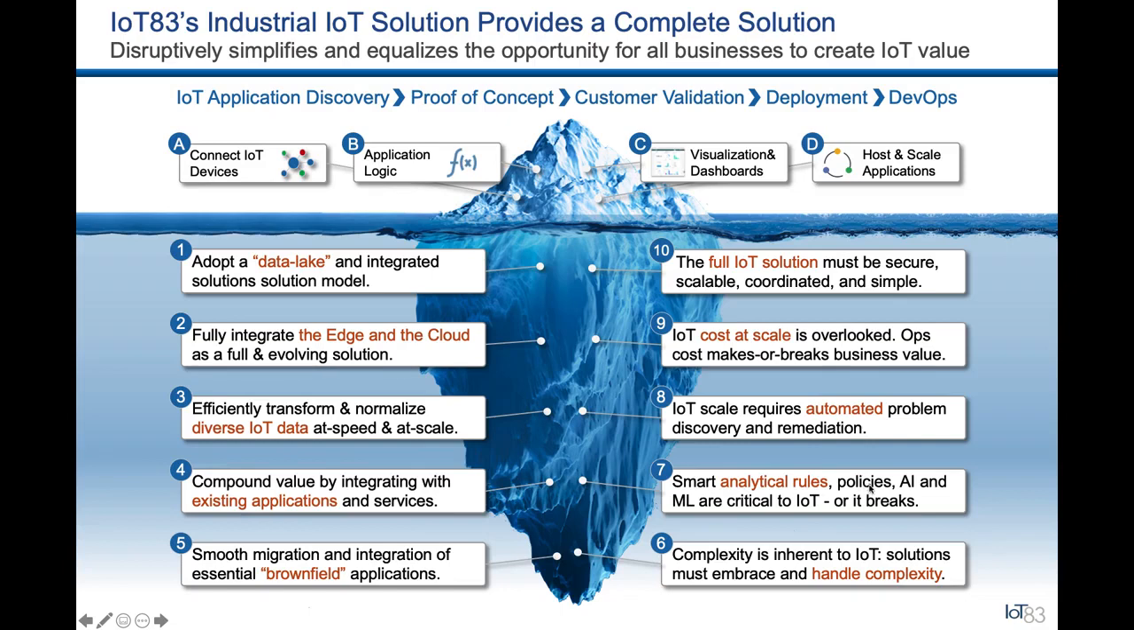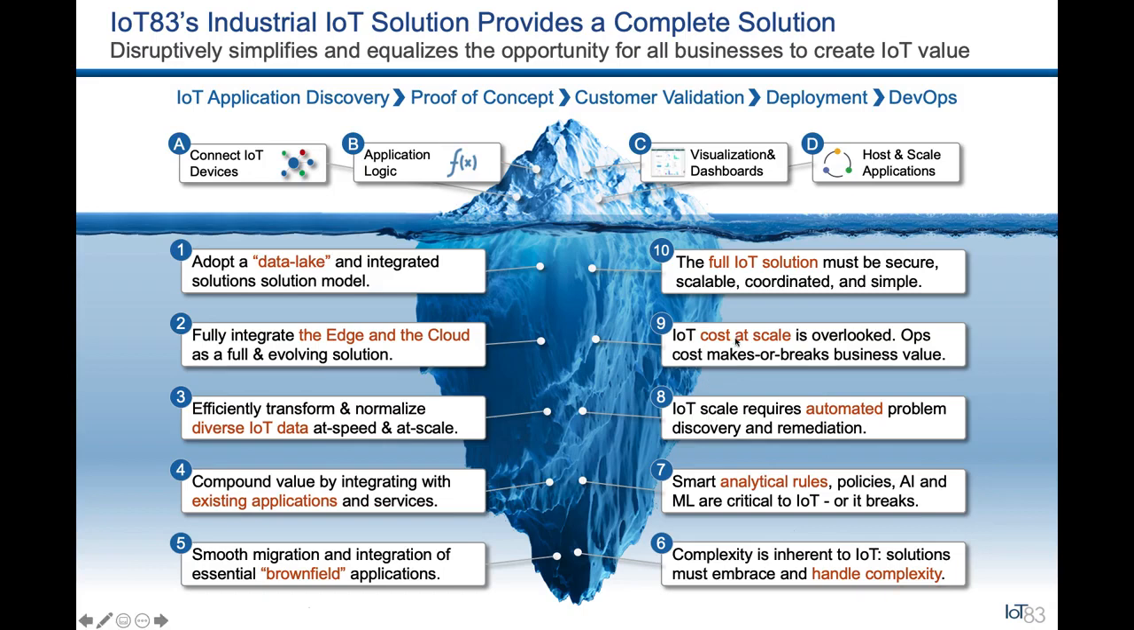Smart analytical rules, policies, AI, and ML are all integrated into the system. And without policies and analytics, IoT simply falls apart. Humans simply can't process all of the information that is being presented in a sophisticated IoT solution. At scale, IoT requires automated problem discovery and remediation.